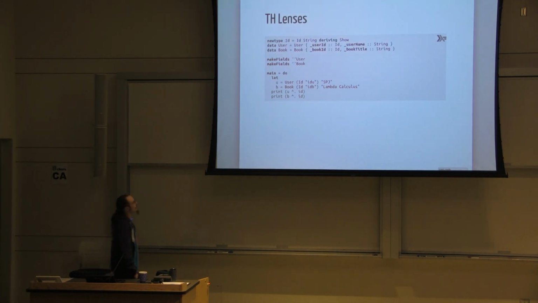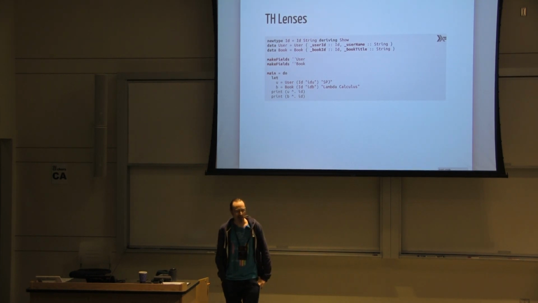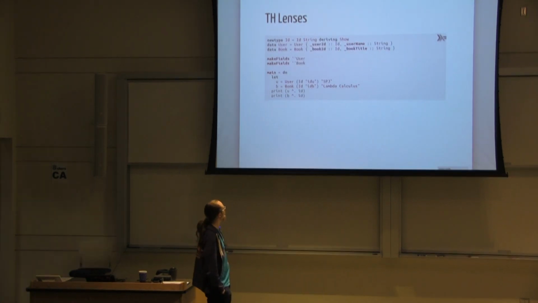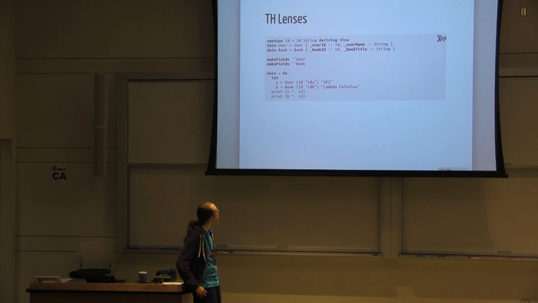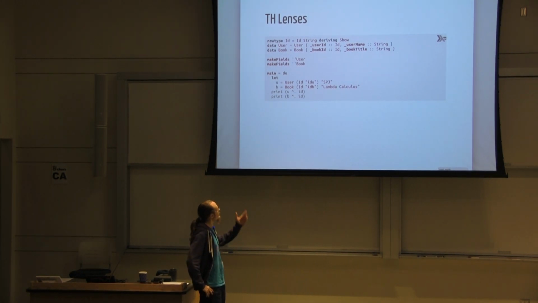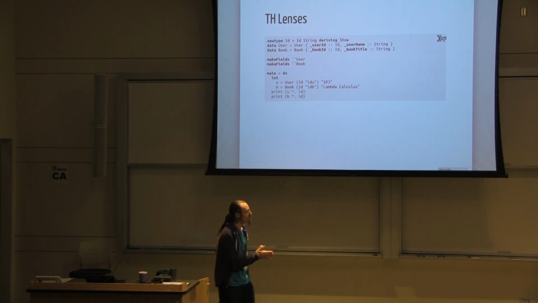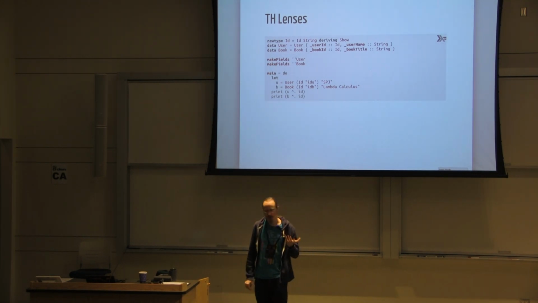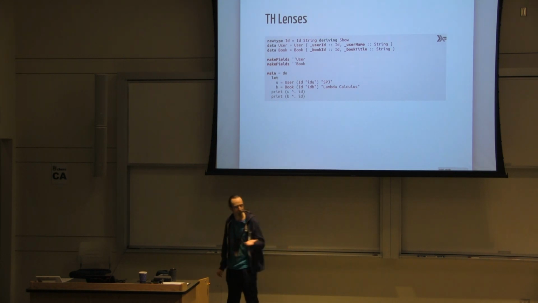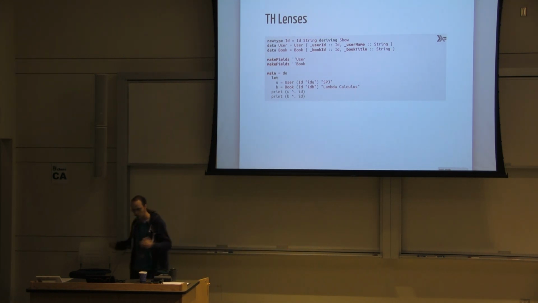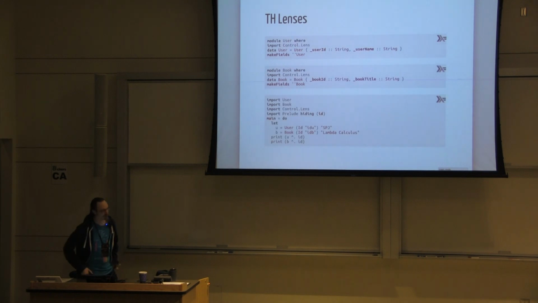There's Template Haskell lenses with makeFields, which generates your lenses because, well, you like lens soup. And you don't even need DuplicateRecordFields here because it works with prefixes, and then you can use the good old lens stuff, and this works almost all of the time.